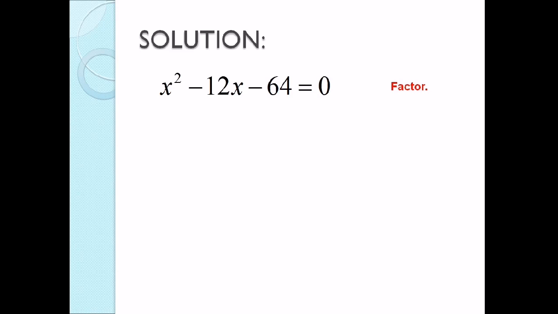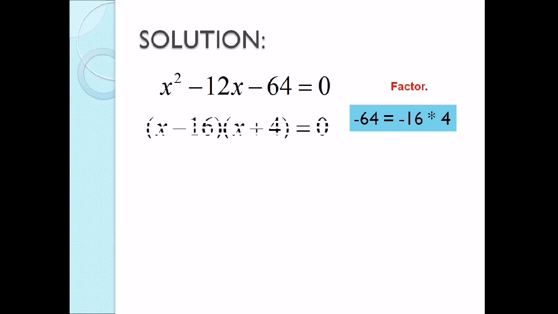So ano kayang factors ni negative 64? So negative 16 and 4. Kapag minultiply natin, negative 64, kapag inadd natin or sinubtract, it will give you negative 12. So we write the factors as x minus 16 and x plus 4 equals 0.